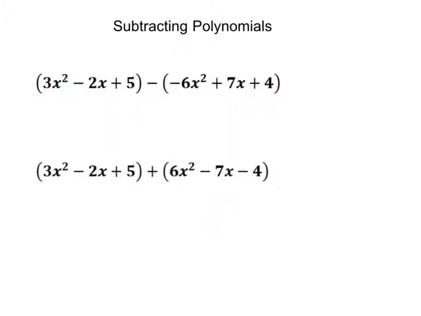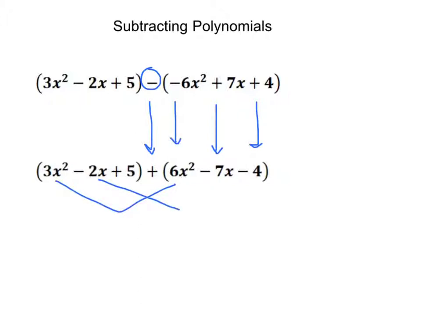For subtraction, you just have to remember what happens when you subtract. You change it to adding, and then you switch the sign of each of those numbers. Now it's just the same thing as the previous slide with the adding. So we change it to adding the opposite. So we end up with 9x squared minus 9x and then plus 1.